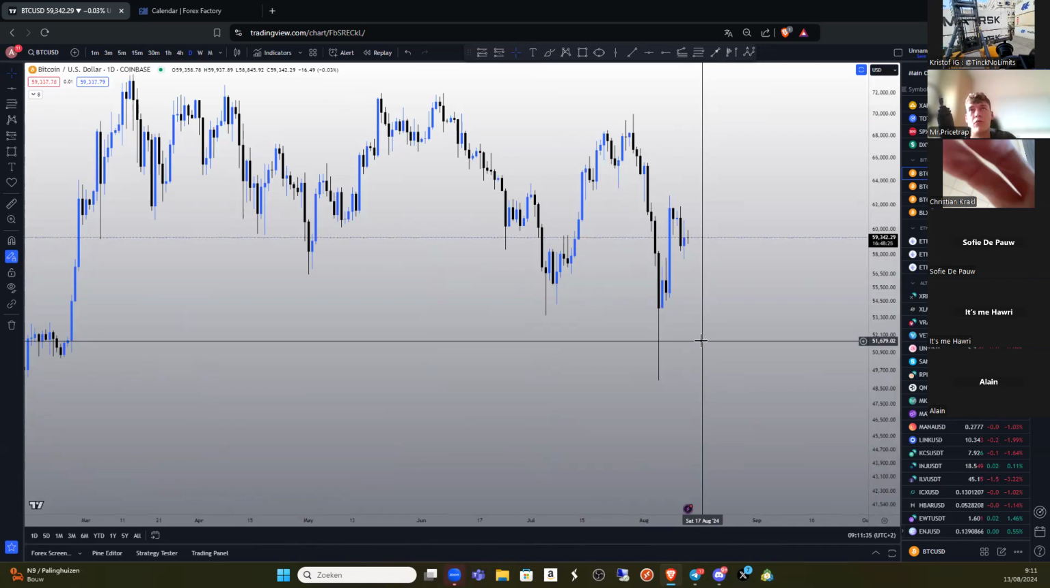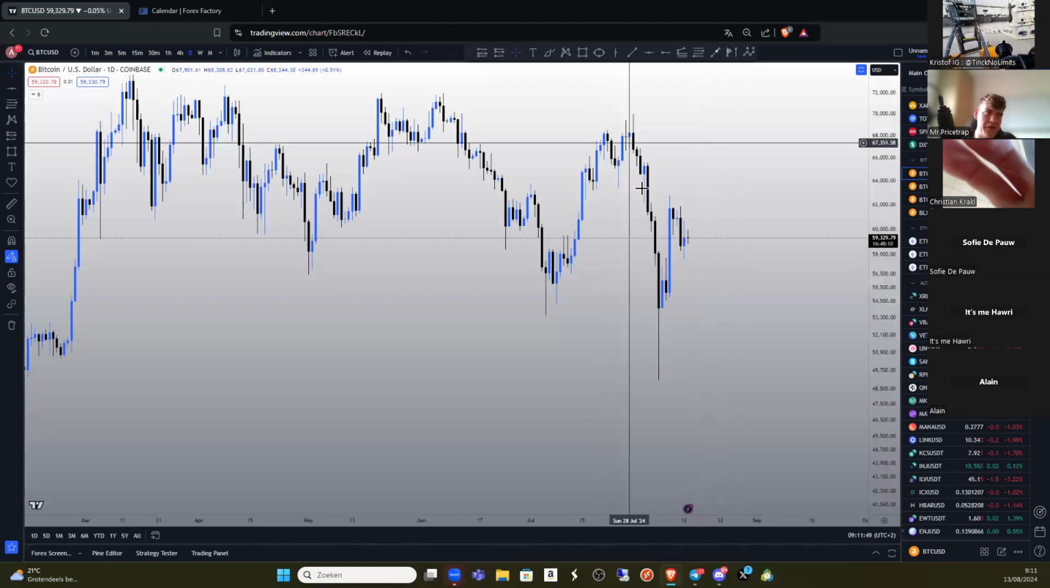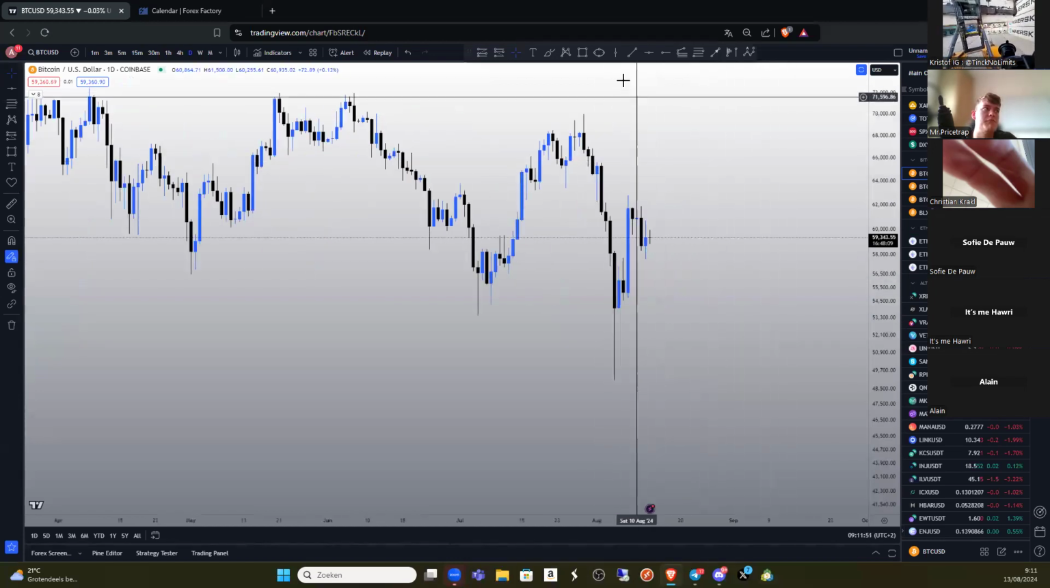If you want to have more information about that, like I said, I'm not a fundamental guy. Just do your own research on that. It was the Bank of Japan, so start looking that way. What's the exact reason of the drops, of the reaction of the market? But technical wise, I saw this coming from miles away.